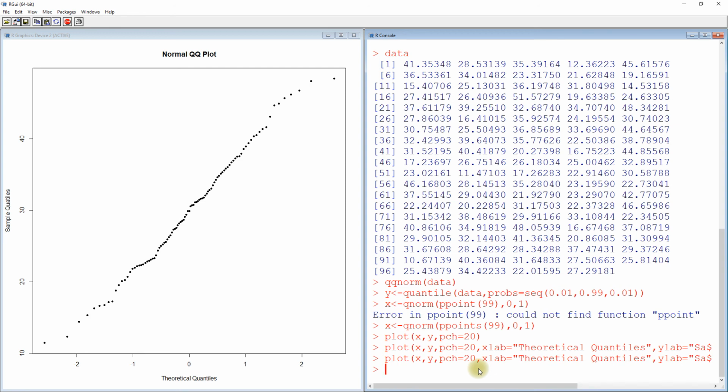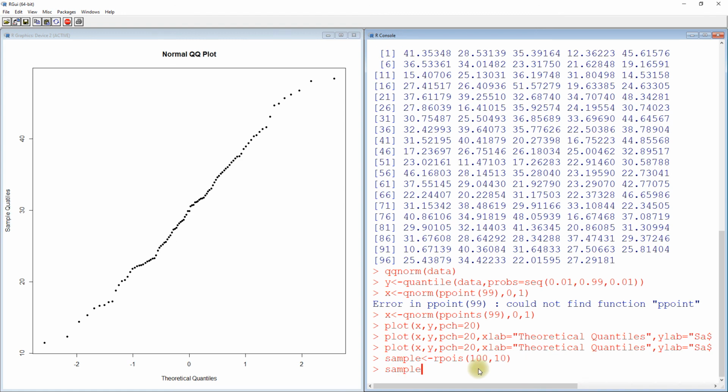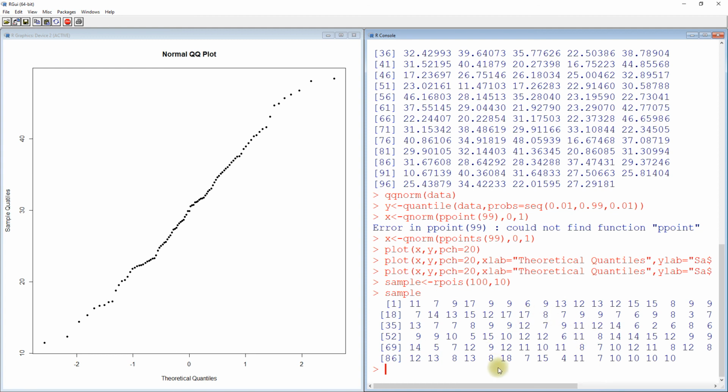So let's do the same kind of thing. You've got a data, let's call it the sample, and you have our Poisson. Our Poisson means you generate random variates from a Poisson distribution. Let's suppose I generate 100 variates from a Poisson with a mean of 10. This is what I've got: a series of random variates of Poisson distribution with mean 10.